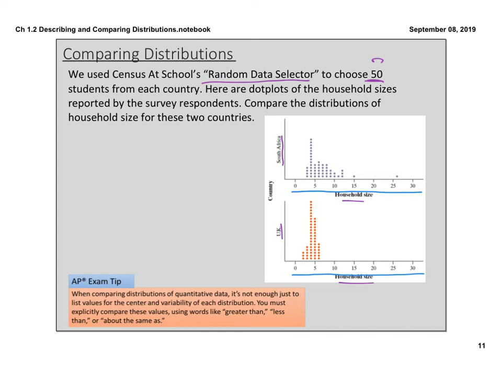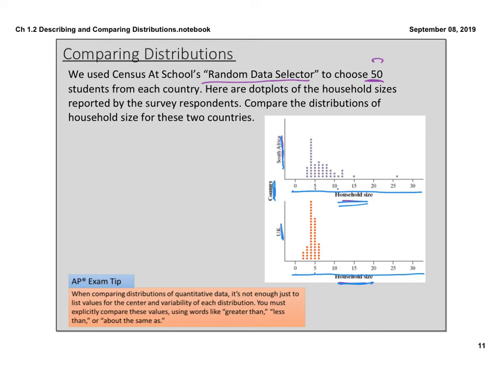Okay, so do you see that my x-axis lines up? My 0 lines up with my 0, my 5 lines up with my 5, my 10 lines up with my 10, my 15 lines up with my 15, and so on. The x-axis is also labeled for both household size and household size. Each graph is labeled with the country name, and it also says country in front of both of them. So all of those things are important when you're looking at two different things, especially that lining up the x-axes.